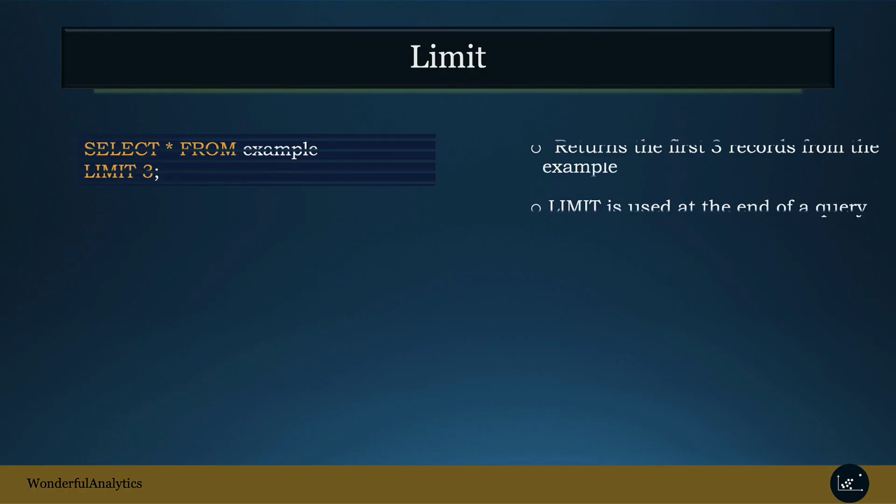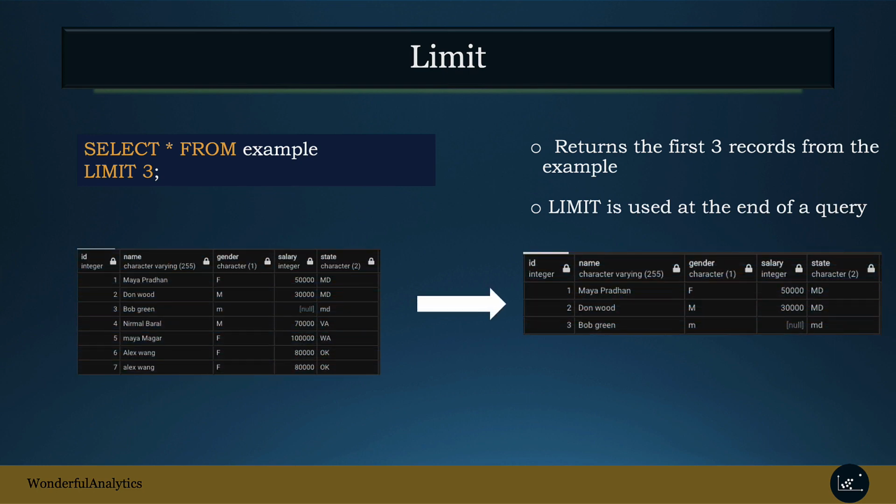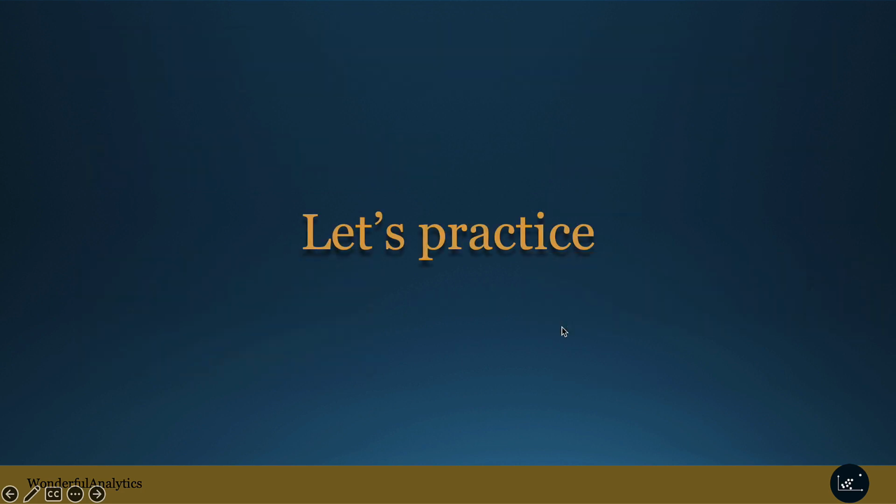Here in this example, we are extracting the first 3 records from the table, and the table is example table. Note that it will return all the columns and the top 3 records for these columns. Here is the input and output after we use LIMIT 3 in SQL. As you can see, the output table has only 3 rows. Now let's head over to pgAdmin and practice LIMIT there.